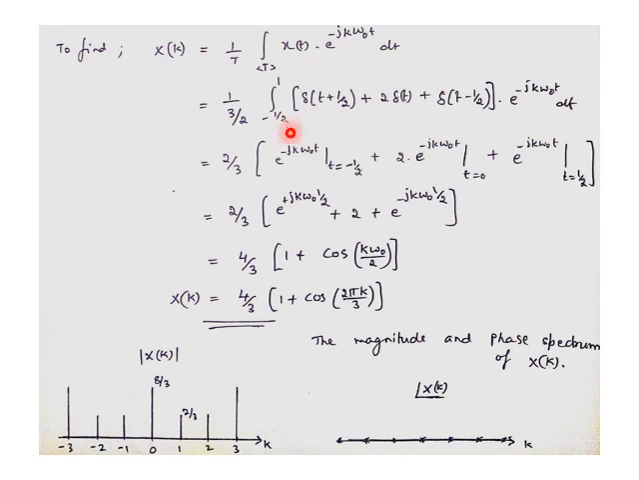So I'll go further to find x of k. That is, we have the equation x of k is equal to 1 by T integration over 1 fundamental period x of t into e to the power minus jk omega naught t dt. So x of t I just substituted, but the fundamental period is defined over a period of minus half to 1 that needs to be considered.